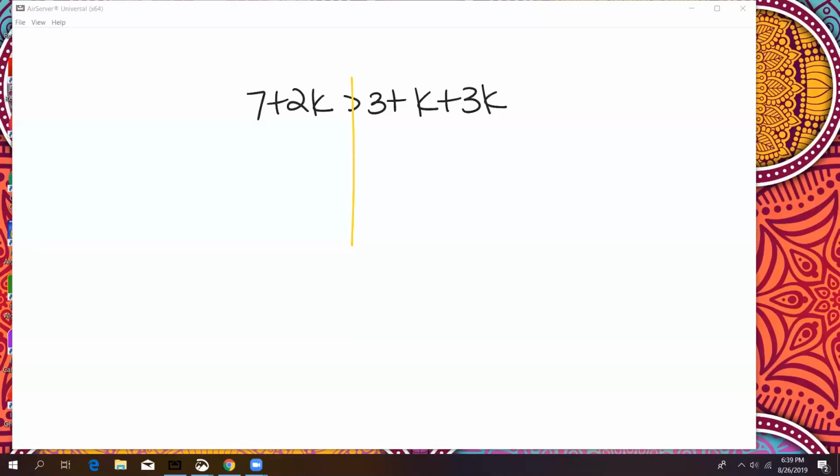All right, so there's nothing to distribute. So I am going to combine like terms. There's no like terms on the left, so that just gives me 7 plus 2k is greater than. But on the right, I do have like terms to combine. I have this 1k and 3k, which combine to be 4k.